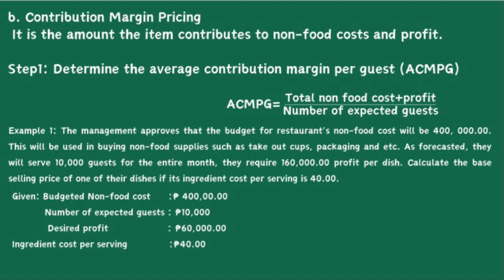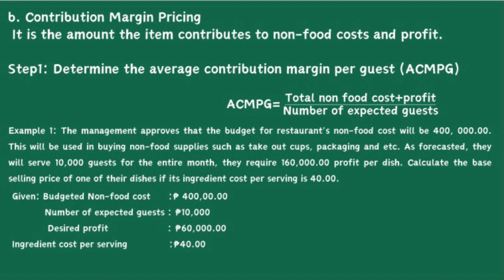Step 1, determine the average contribution margin per guest. The formula: average contribution margin per guest equals total non-food cost plus profit over number of expected guests. Example 1, the management approves that the budget for restaurant non-food costs will be 400,000. This will be used in buying non-food supplies such as takeout cups, packaging, and etc. As forecasted, they will serve 10,000 guests for the entire month. They required 60,000 profit. Calculate the base selling price of one of their dishes if its ingredient cost per serving is 40 pesos.